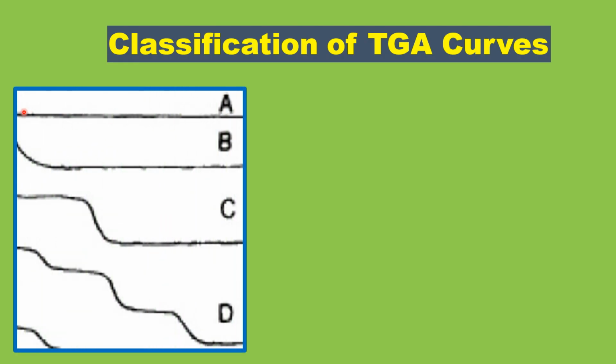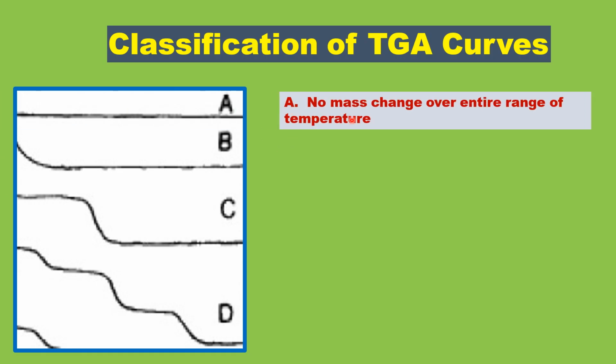Classification of TGA curves, types of TGA curves. There are different types of TGA curves; we'll see them one by one. In this case, let us take A. There is no change in mass with respect to increase in temperature. Here, on the x-axis is temperature and on the other axis mass. This is a thermogram. Let us consider only A. With increase in temperature, there is no change in mass. See, it's flat, so no change in mass over the entire range of temperature.